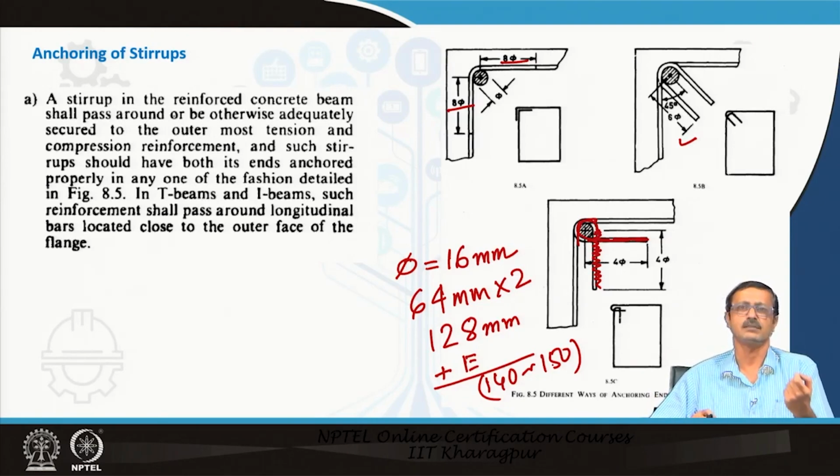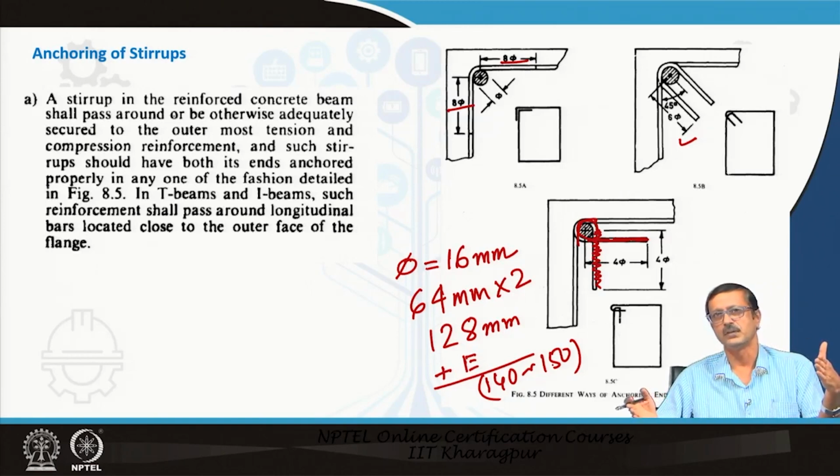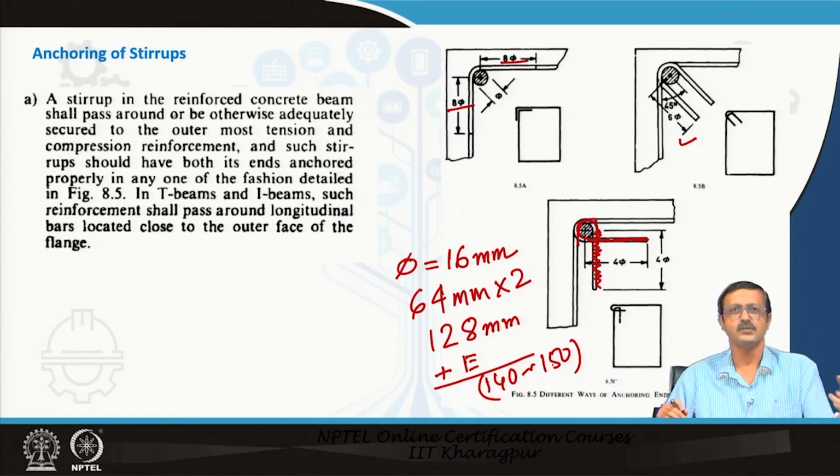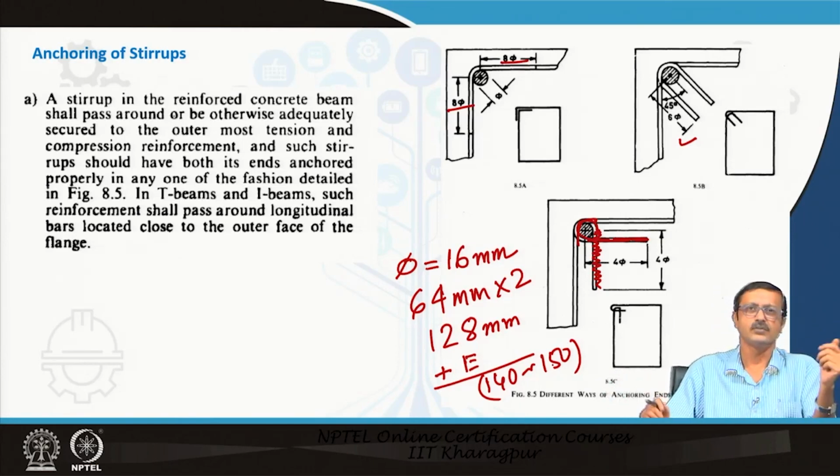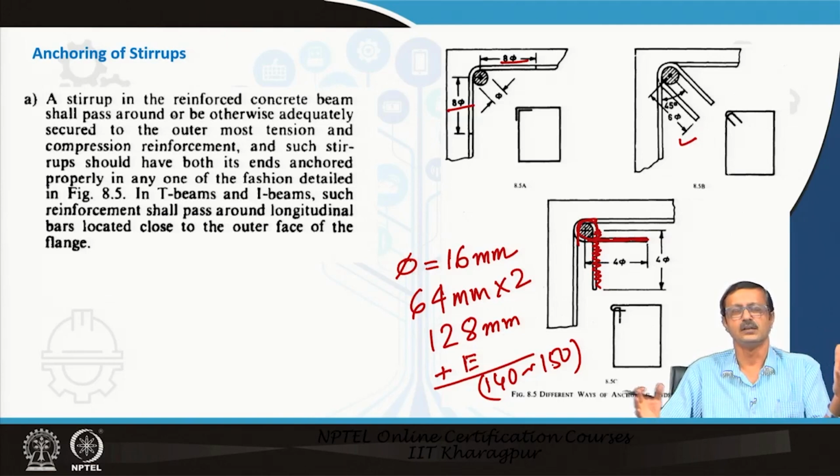Each stirrup requires that much extra, and you know how many stirrups there are in a particular beam. There may be 20 stirrups in a beam, sometimes if it is big or the shear force is too high, it may be 40 stirrups or something like that. And how many beams are there in a building, in a project, maybe your hostel or your institute building? There may be 100 beams, 130 beams, something like that.